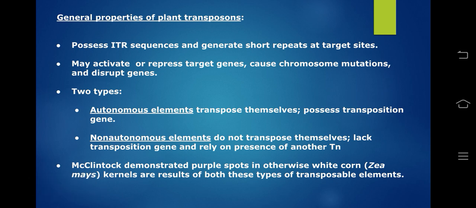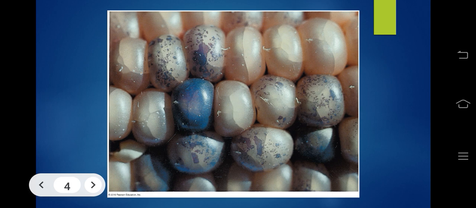McClintock demonstrated that purple spots in otherwise white maize kernels are the result of both these types of transposable elements.